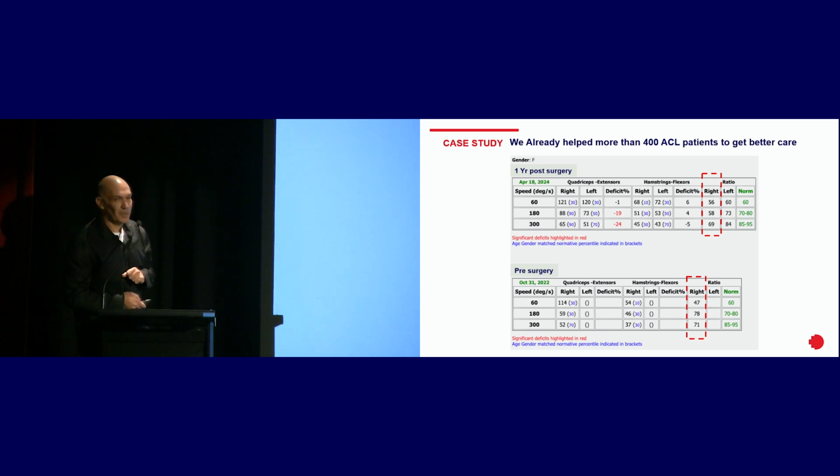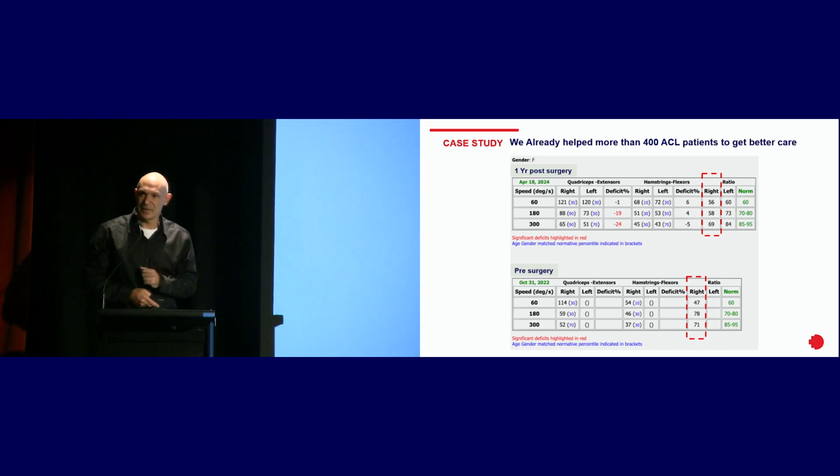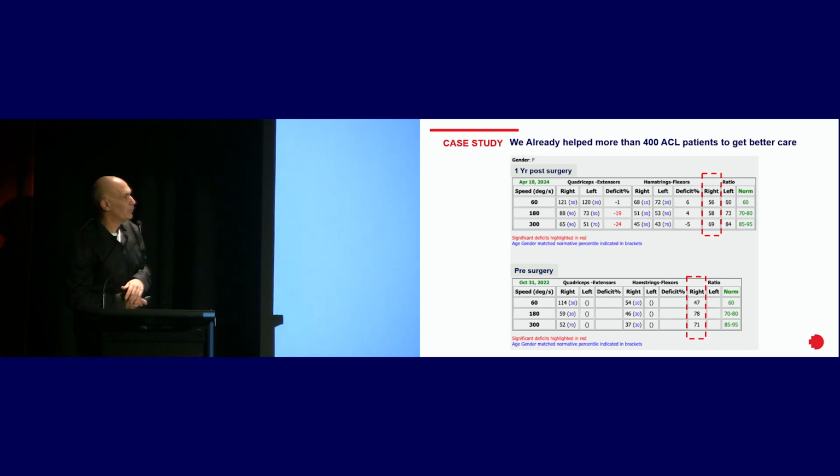This is an example 1 year after, so you can see that the ratios are now close to the normative, 56 and 70, but you can see that at the fast speed, there are still some problems. So the physio knows that the problems are in power strength, and they need to train the power of the hamstrings more. And you can see the differences, the minus 24 in red, this is the difference between left and right.